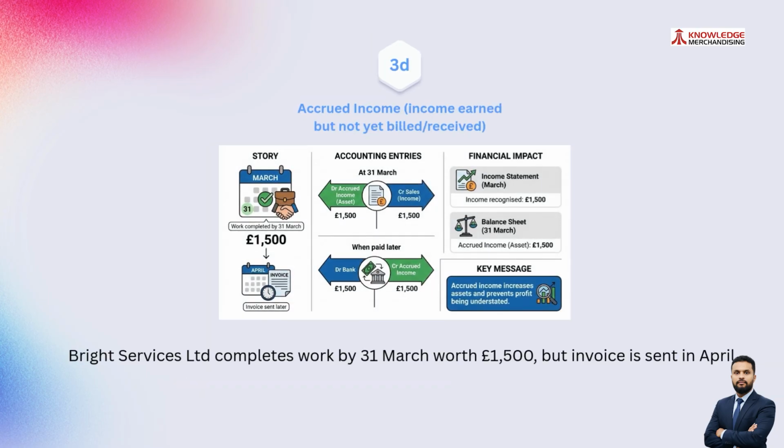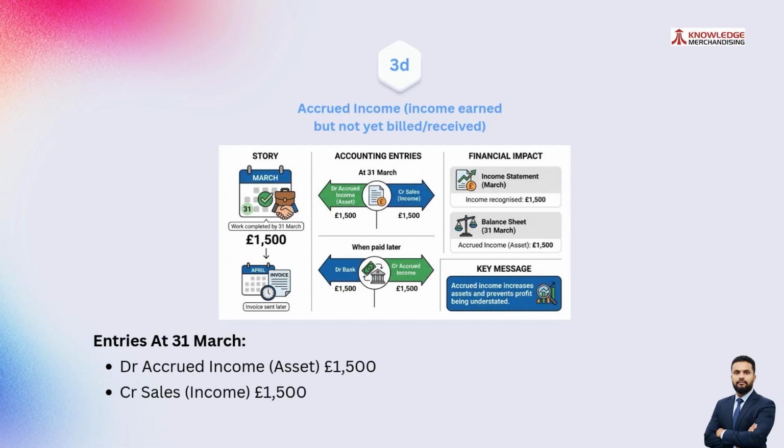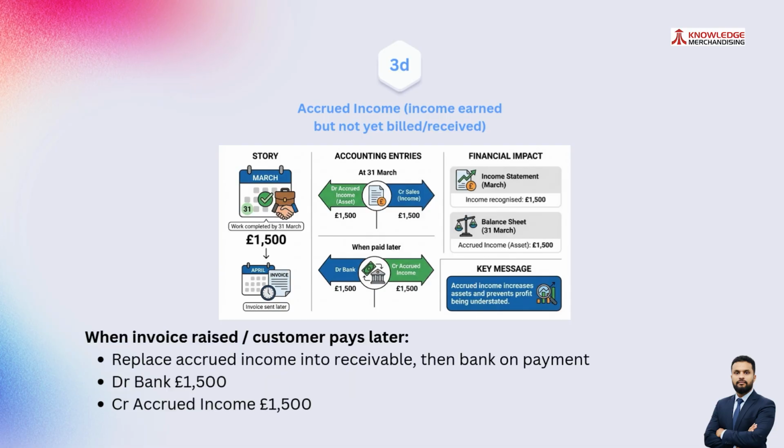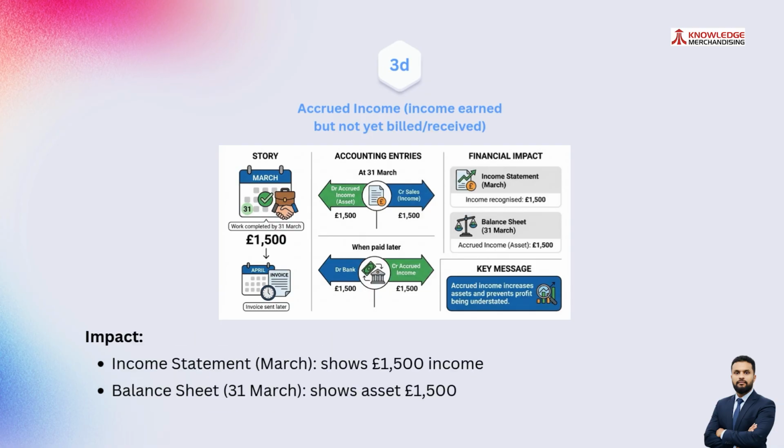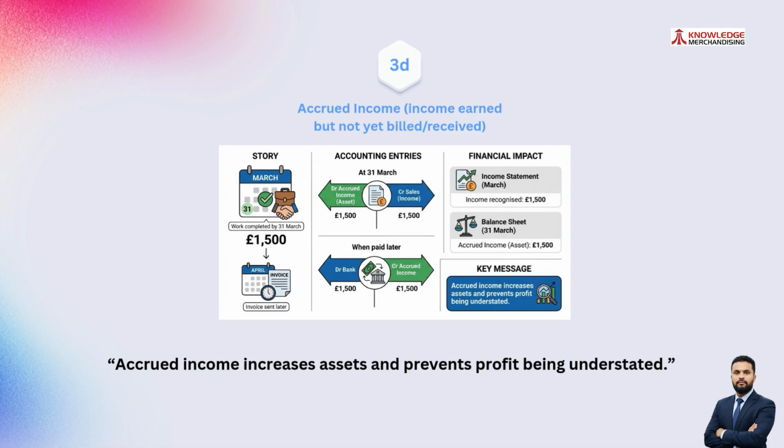Bright Services Limited completes work by 31st March worth £1,500, but invoice is sent in April. Entries at 31st March. Debit accrued income, asset £1,500. Credit sales, income £1,500. When invoice raised, customer pays later. Replace accrued income into receivable, then bank on payment. Your system may do either approach. Debit bank £1,500. Credit accrued income £1,500. Impact, income statement March shows £1,500 income. Balance sheet 31st March shows asset £1,500. Accrued income increases assets and prevents profit being understated.